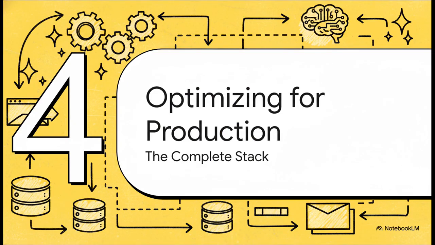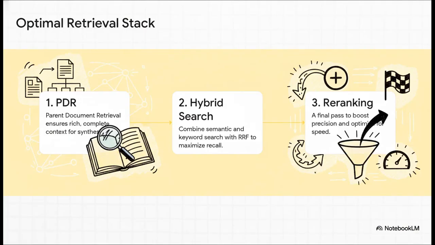All right, let's put this all together. What does the complete pro-level stack actually look like? This is the whole shebang, from start to finish. So here it is, the 3-part recipe for success. 1. Parent document retrieval, for that perfect balance of detail and context. 2. Hybrid search with RRF, to make sure you find everything relevant. And 3. A re-ranker on top to give you that final polish of precision and speed.